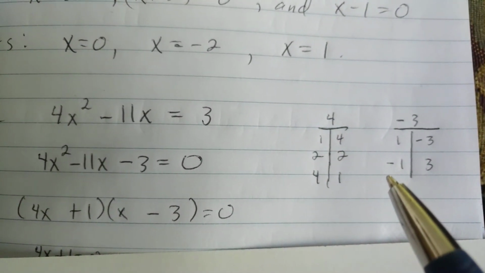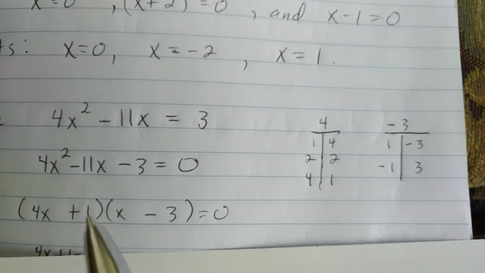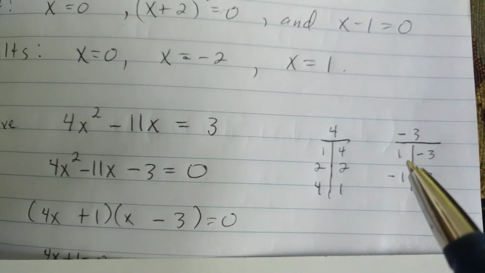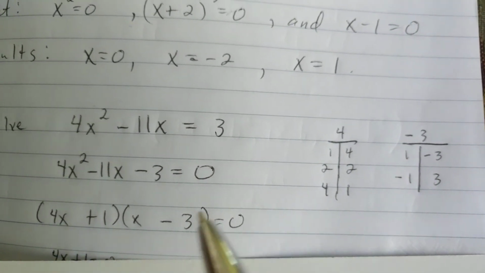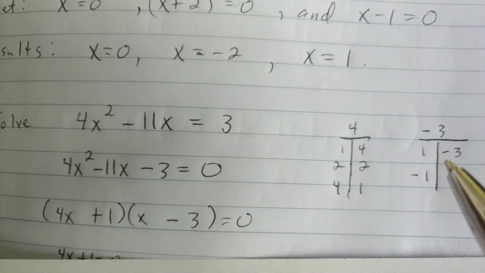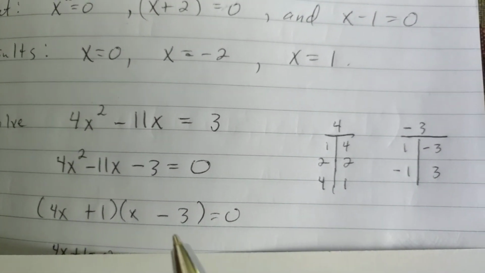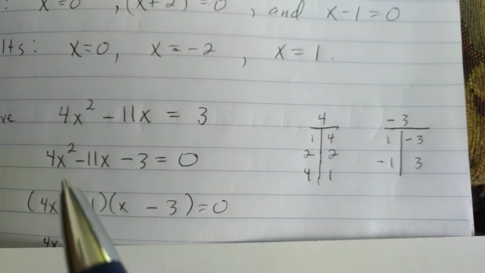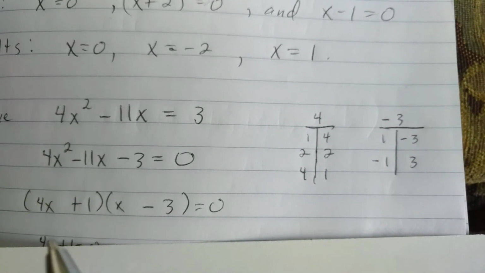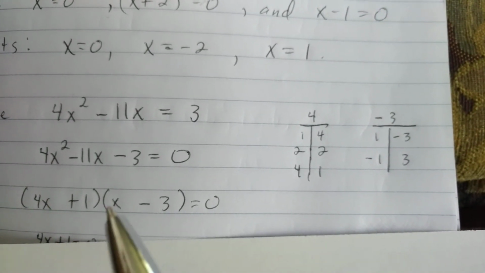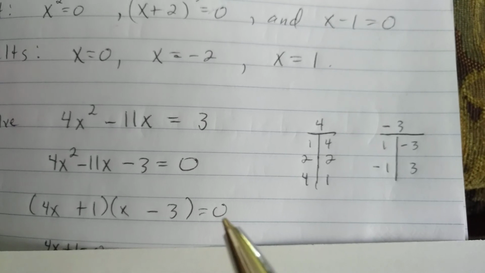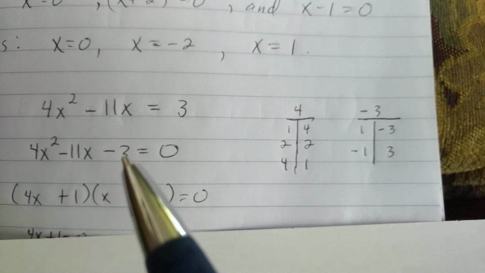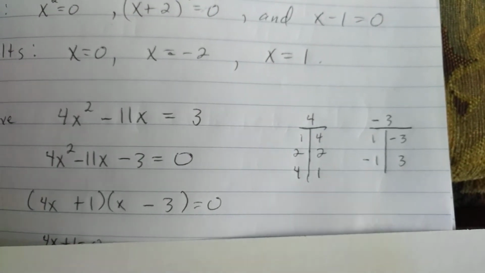From the second table, negative 1 comes next. Excuse me, I did not use negative 1, 3. I used 1, negative 3. Excuse me. 1 comes next here, and then negative 3 comes last here. Always check. 4x times x is 4x squared. 4x times negative 3 is negative 12x. 1 times x is 1x. If we add negative 12x to 1x, there's our negative 11x. 1 times negative 3, there's our negative 3. So we know this is the correct factorization.